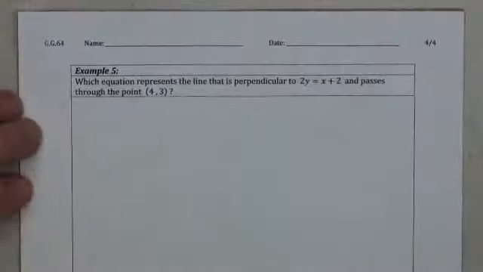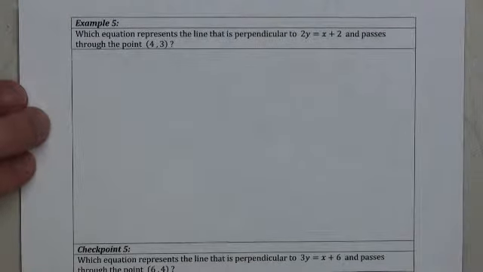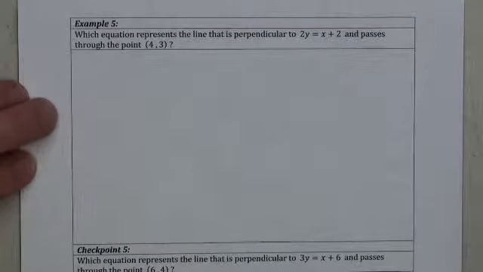Sheet 4 out of 4. Put your name and the date on top. Let's look at example 5. Which equation represents the line that is perpendicular to 2y equals x plus 2 and passes through the point 4, 3?